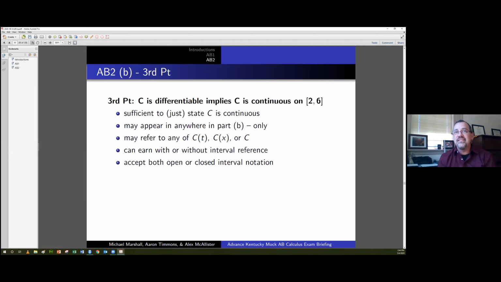They can use any of C of T, C of X, or just plain C. We're gonna allow students to earn this with or without interval reference. That's a choice we've made in this particular context. And we're also gonna accept open or closed interval notation. I don't know if you've ever tried to discern between a parenthesis and a bracket, it can be really hard, and people I love can come up with very divergent interpretations. So for the sake of consistency, if they use intervals, we're not gonna distinguish between open or closed. And there's really practical reasons that drive that.